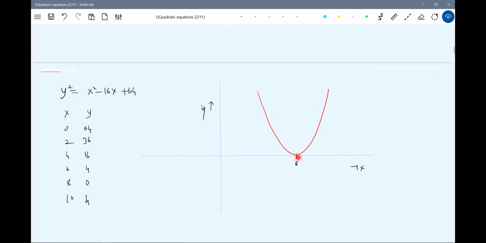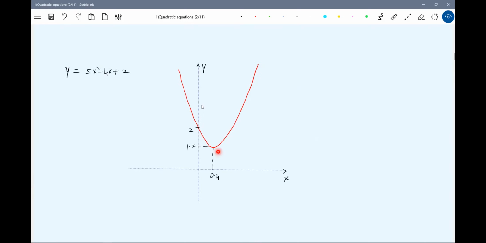Now, it is just touching the x-axis at x equal to 8. The next one is not intersecting. So definitely, I should be able to define the behavior of this particular curve. Okay, let's go for one more, the last one.